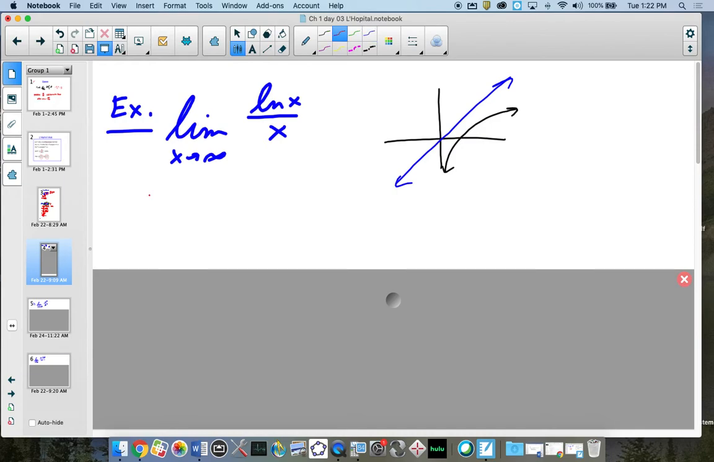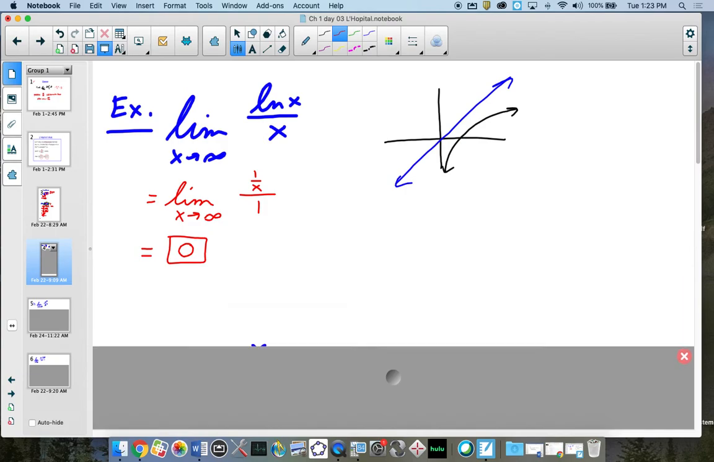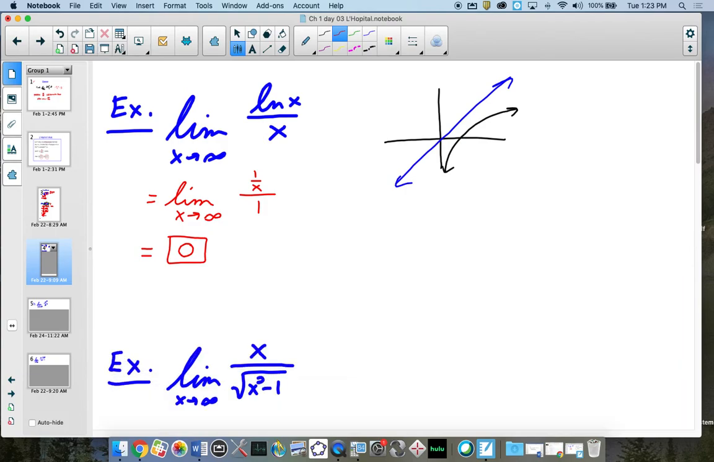And so therefore, that should equal the limit, as x approaches infinity, of the derivative of natural log of x over the derivative of x. And as x goes to infinity, 1 over x goes to 0, and 0 over 1 is 0. Well, that was easy. Okay, let's try another one.